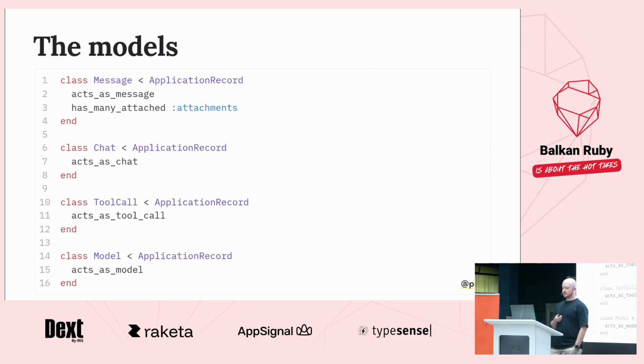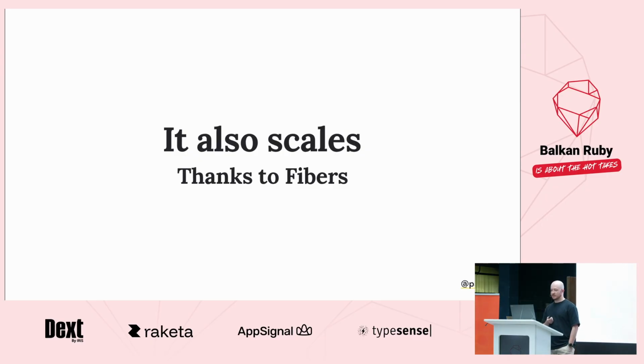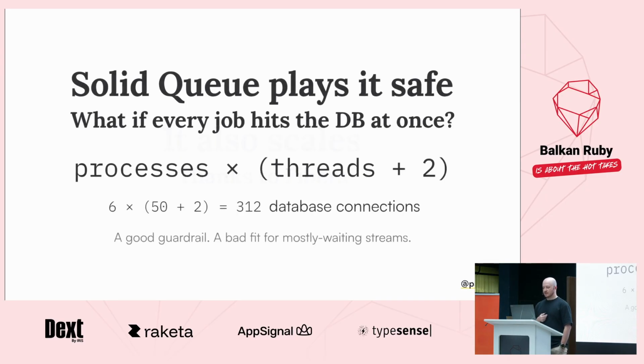And, well, it can also scale, thanks to fibers. So the problem with LLMs is that basically they create long streams, right? They have to wait from 2 seconds to minutes, if not hours sometimes. And the thing is, every time you're doing an LLM stream inside a background job, well, you're basically blocking an entire worker. And each single worker right now, at least in Solid Queue, is basically taking one single connection from the DB pool, because this is how Solid Queue was designed.